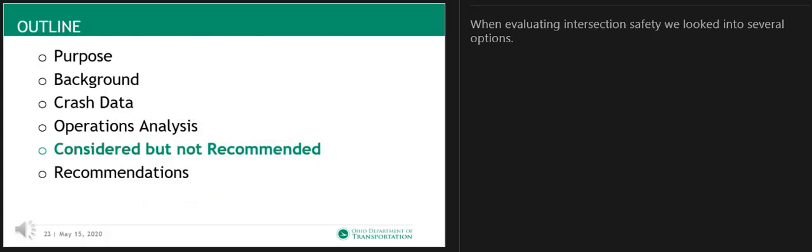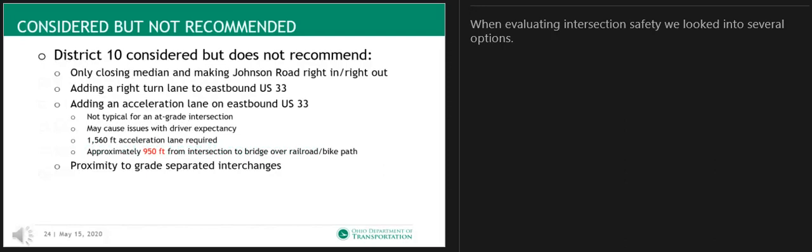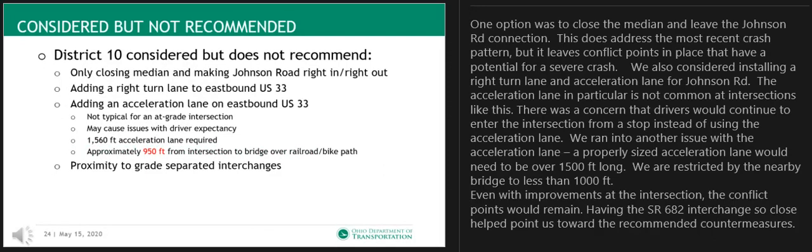When evaluating intersection safety, we looked into several options. One option was to close the median and leave the Johnson Road connection. This does address the most recent crash pattern, but it leaves conflict points in place that have a potential for a severe crash. We also considered installing a right turn lane and acceleration lane for Johnson Road.